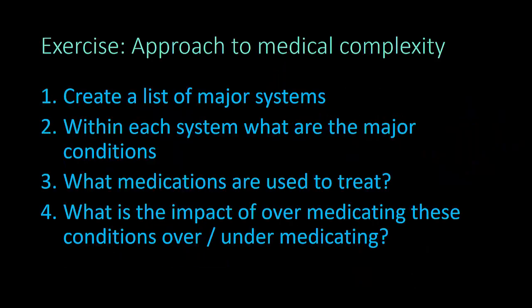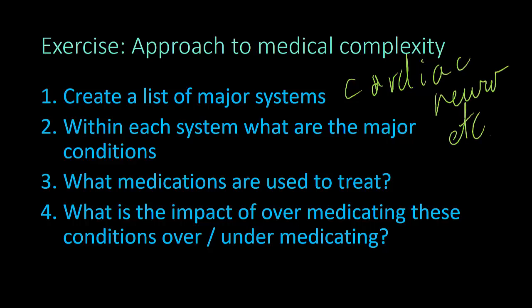To help give you an approach of how to deal with this complexity, I'd like you to go through the following exercise. First, I'd like you to create a list of major systems, such as cardiac, neuro, etc. You get the idea. Next, within each system, I'd like you to list all the major conditions, such as coronary artery disease, hypertension, and the list goes on.